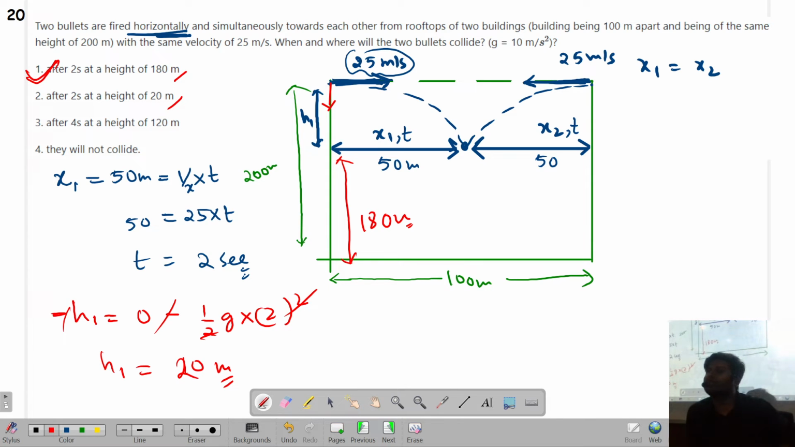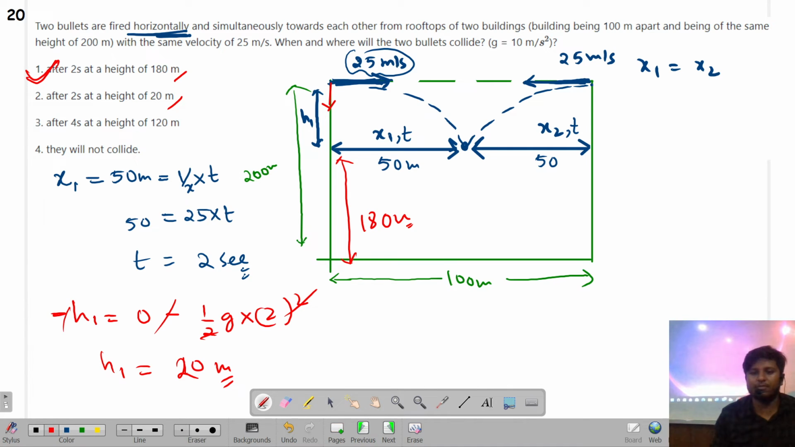NEET 2020. This particle is traveling downwards or not? Displacement is in the downward direction. Online guys, are you able to get me or not? Or are all sleeping? See them, they are not sleeping.